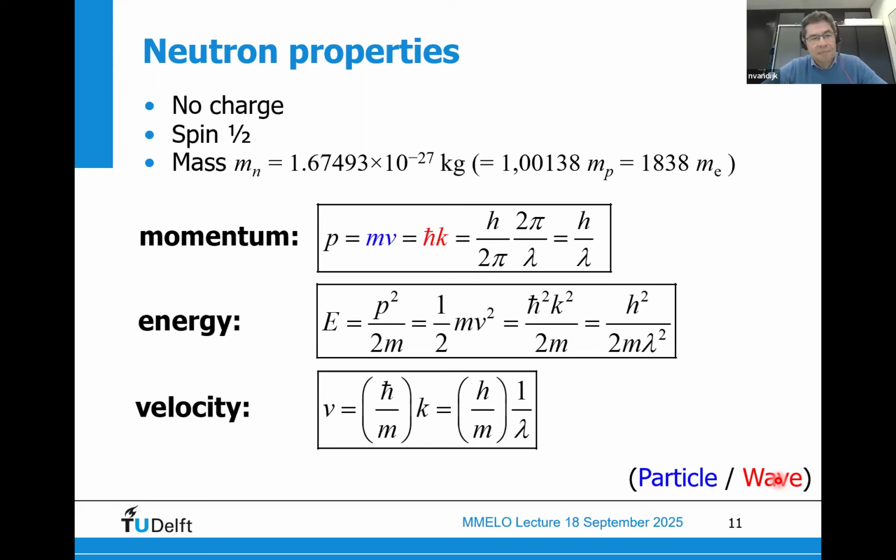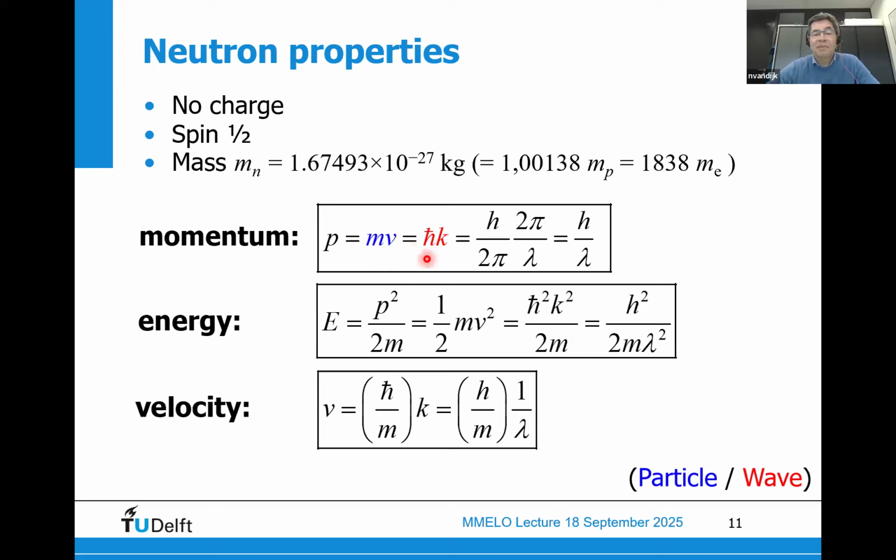Not equal, but similar. Now, this property that the neutron is both a particle and a wave directly comes in with all the mathematical properties. So the basic thing that you need to remember is that if we have the momentum of the neutron, then classically, according to Newton, this is simply the mass times the velocity. So this is the particle picture.